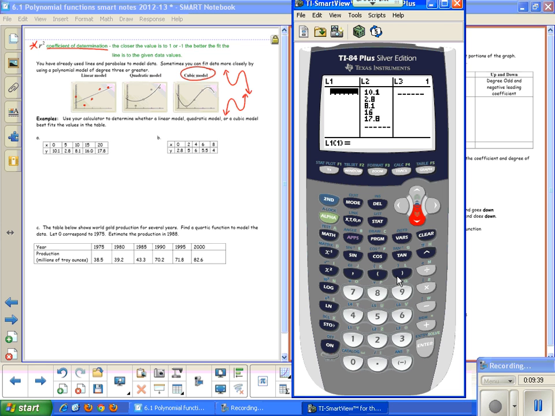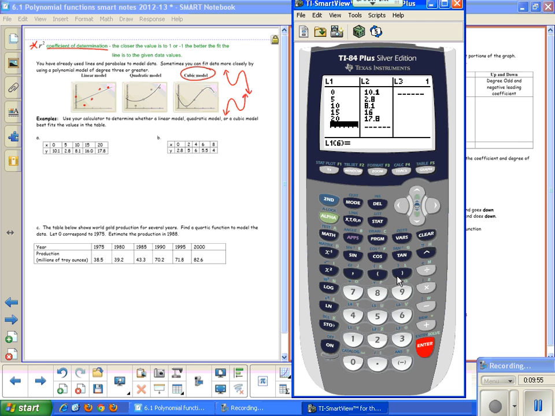Then I'm going to enter the values that I have. So I already have my y values. I just need to enter the x values. So I have 0, 5, 10, 15, and 20. So those are my x values for list 1.